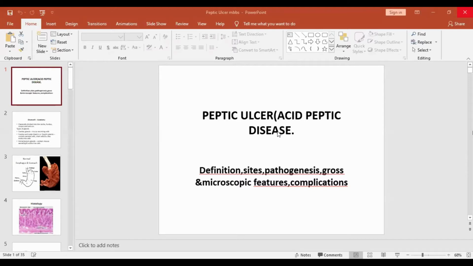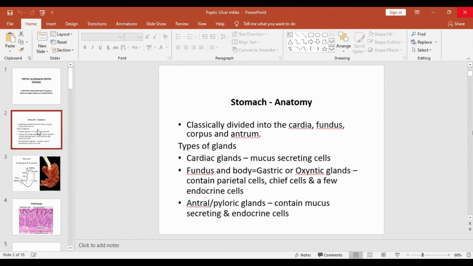So we'll be talking about the definition of peptic ulcer, its different sites, its pathogenesis, and of course the morphological features, gross and microscopic, and complications. Starting with the anatomy, the stomach is divided into four parts: the cardiac part, fundus, body, that is corpus, and antrum.